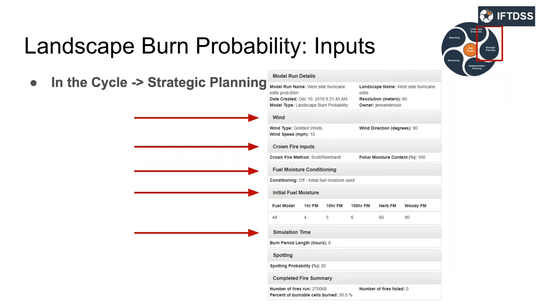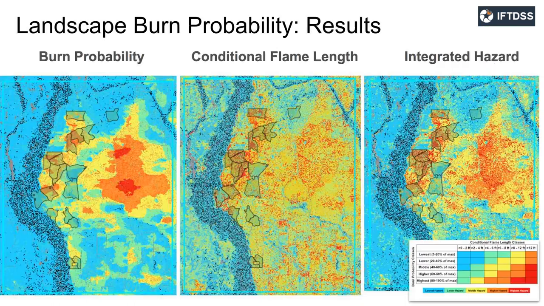These are the inputs she selected based on her knowledge of the local area, looking at that worst case scenario and identifying fuel moistures and burn periods, et cetera. And Caroline walked you through this just a little bit. And then getting the outputs: the burn probability on the left side with the burn units on top of that, the conditional flame length output, and then the integrated hazard output here on the right.